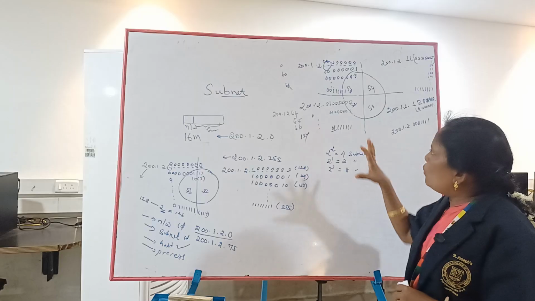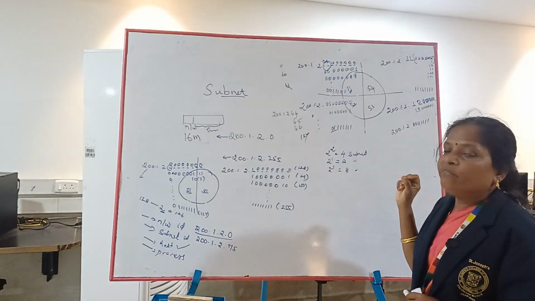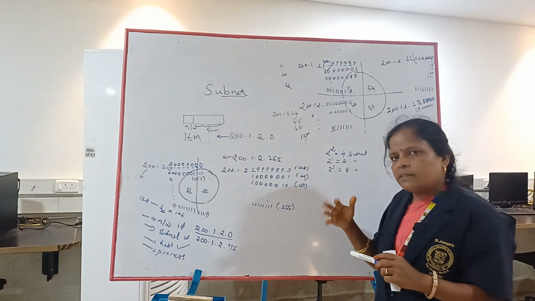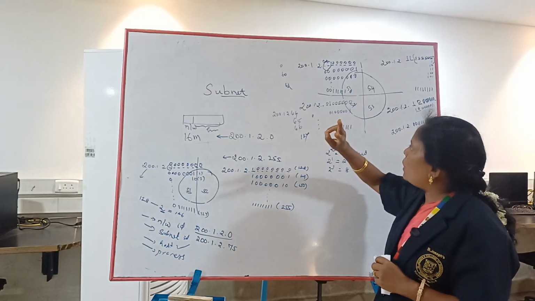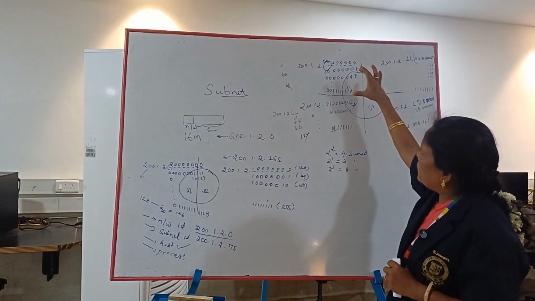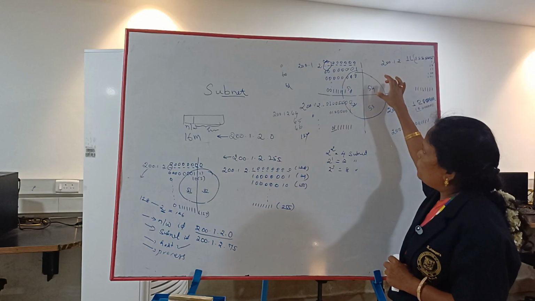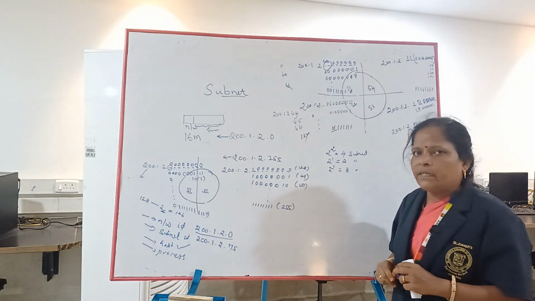But how many IP addresses can be wasted when the network is divided into many subnets? In each and every subnet we have what? 2 IP addresses will be wasted. Here 2 plus 2 plus 2 plus 2, totally 8 IP addresses will be wasted.